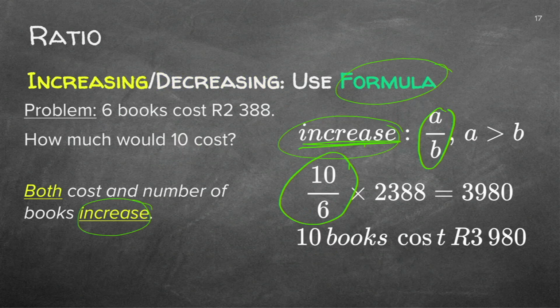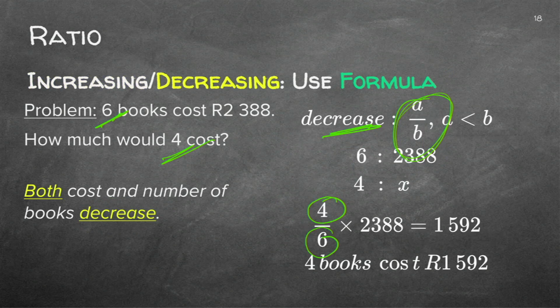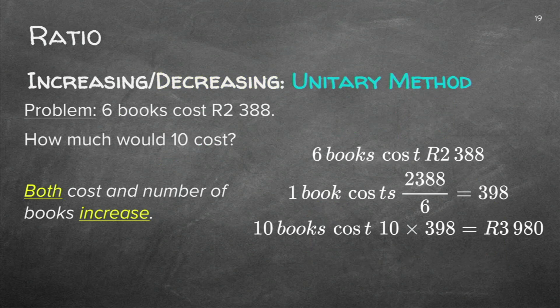Just want you to remember that when you're increasing, the numerator is the greater one, denominator the smaller one. If you're decreasing, the numerator is now the smaller one and the denominator is the greater one. And now you can also see that the original cost of 6 books is down to 1,592 for 4 books, so both decreased.